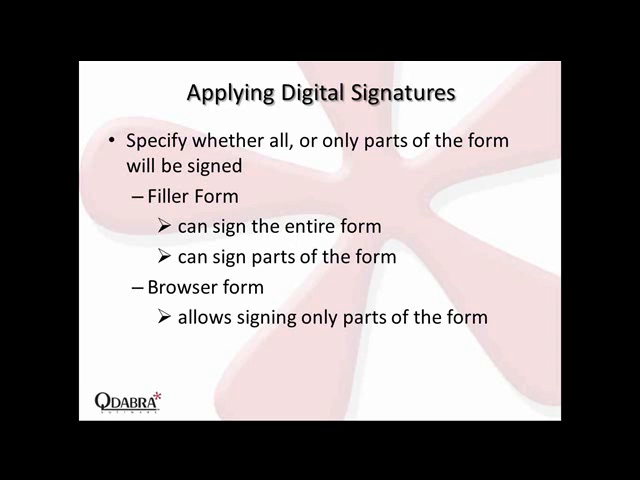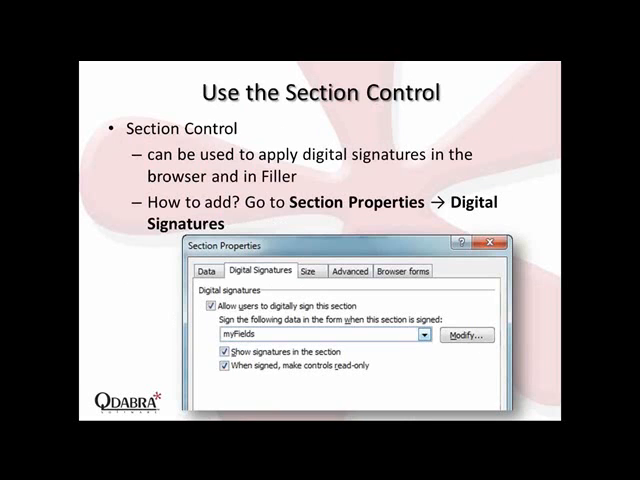But if you're using a browser form, the only option available for you is to allow signing only parts of the form. And that's a limitation of browser InfoPath forms. But you don't want to be limited to that, because in some cases you'll want to use the form in the browser and sign the entire form. And there's a trick to that actually, which I'm going to show you shortly.